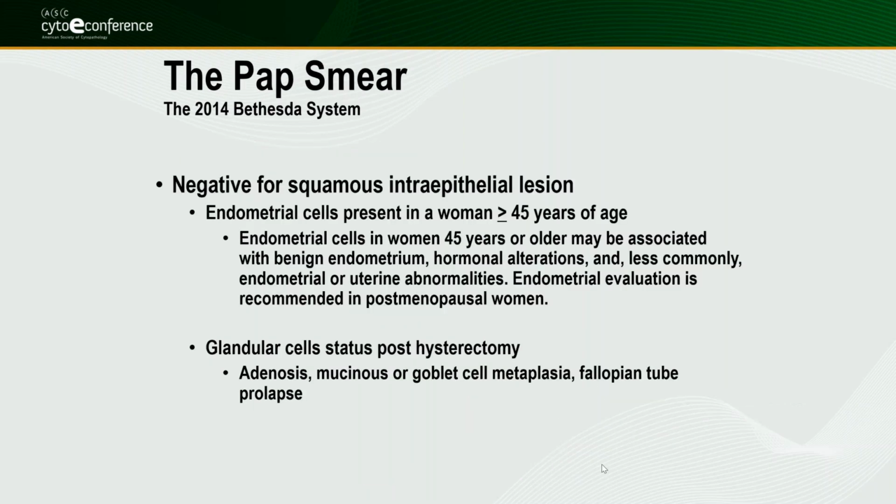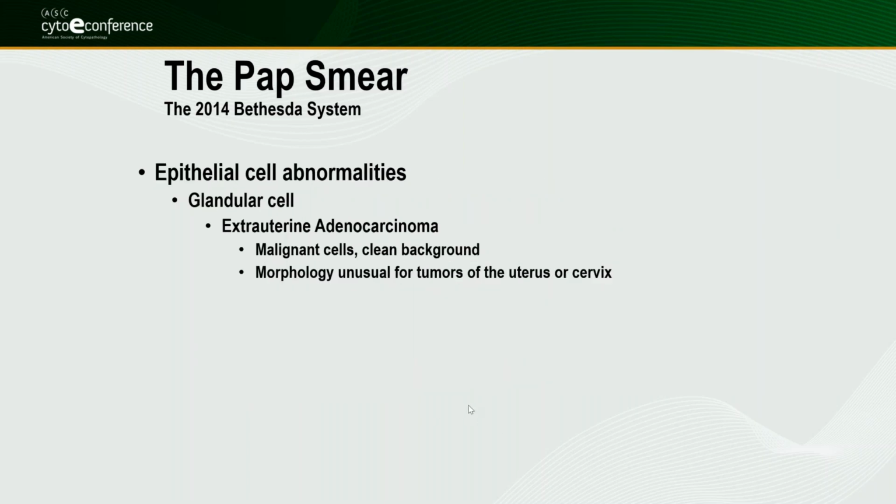And again, still under the Bethesda glandular category, there are also endometrial cells present in a woman over or equal to 45 years of age. It's optional to add this educational comment if you want, and the glandular cell status post hysterectomy. And the last one under glandular is the extrauterine adenocarcinoma.